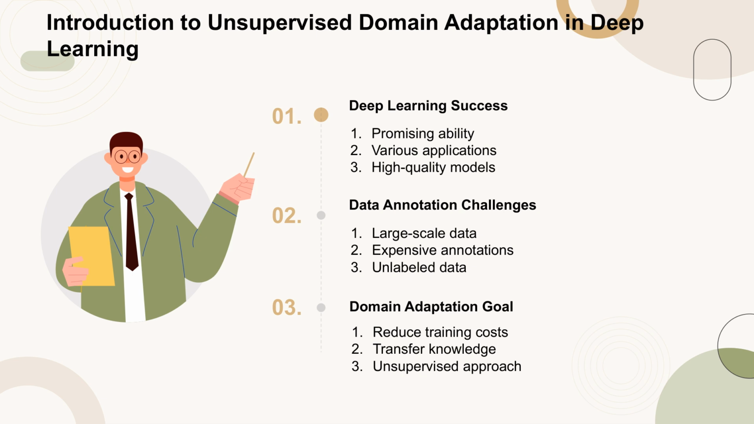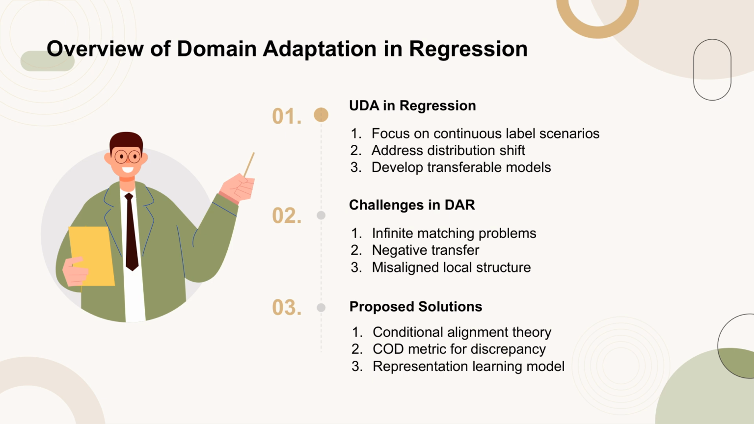Unsupervised domain adaptation aims to address this issue by reducing training costs through the transfer of knowledge, without the need for labeled data. In the context of unsupervised domain adaptation, UDA, for regression, the primary focus is on scenarios with continuous label variables. The goal is to address the distribution shift between source and target domains and develop models that can be effectively transferred. However, several challenges exist in this domain adaptation for regression (DR) framework.